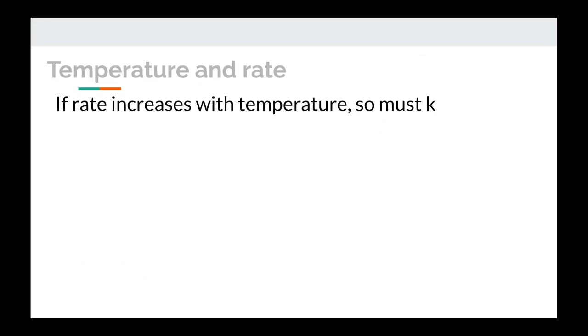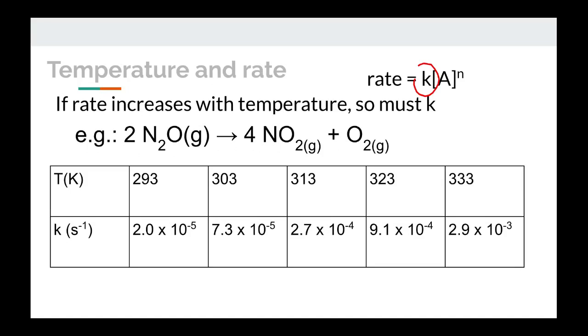We have seen earlier that one of the factors that influences the reaction rate is the temperature. If the rate increases with the temperature, k must increase as well. And the reason for this is because here's your rate law: rate is equal to k times the concentration of A raised to the n power. The concentration of A and n are not going to change if the only thing that's happening is the temperature goes up. So the only way the rate can go up is if k also went up. So here's an example. If you have this reaction where N2O is decomposing into NO2 and O2, and you do it at 5 different temperatures, these are the k values that you will find if you analyze the kinetics. We can see that as the temperature goes up from 293 to 303 to 313 and so on, the k values are getting larger and larger as temperature increases.